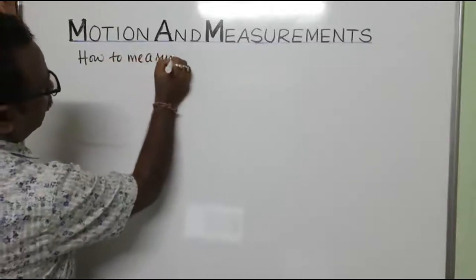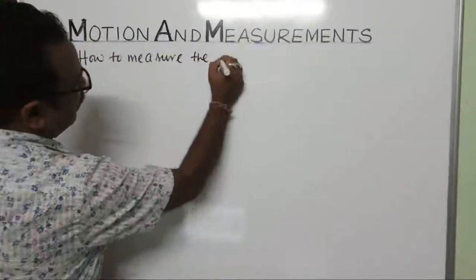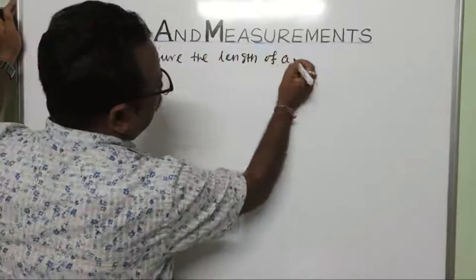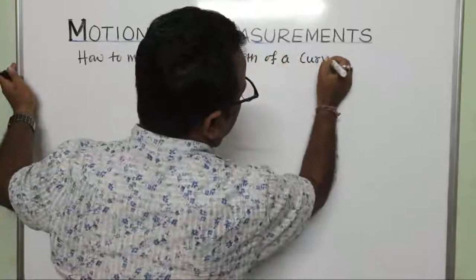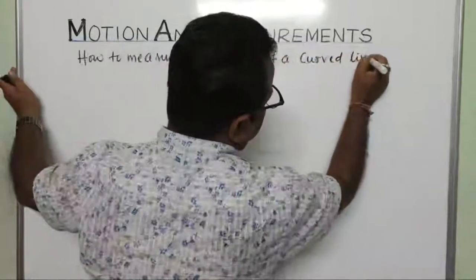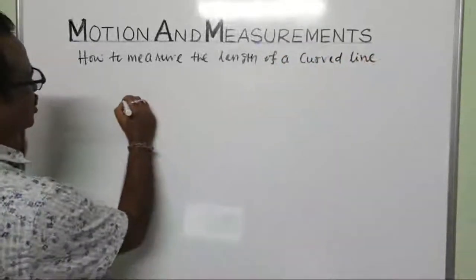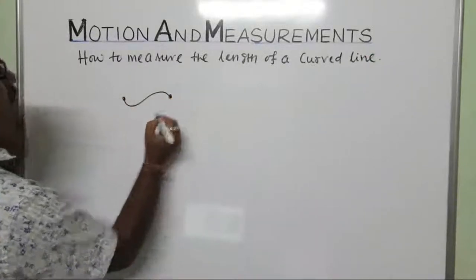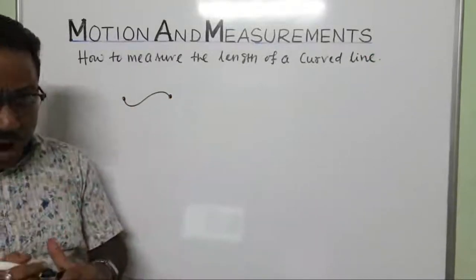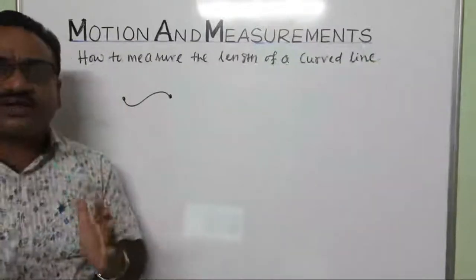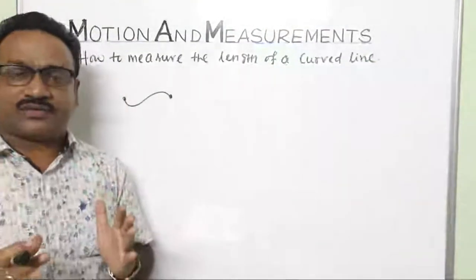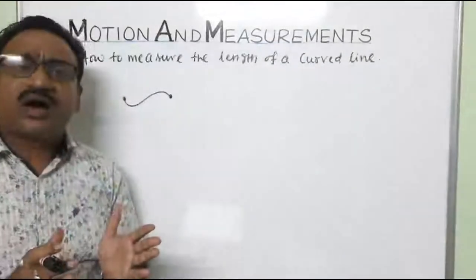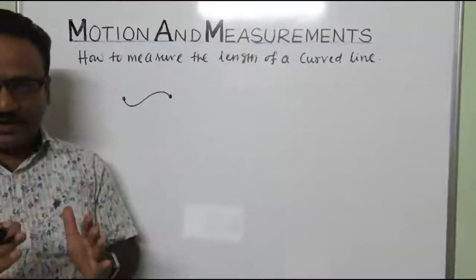How to measure the length of a curved line? Suppose this is a given line, a curved line, not straight. To measure the length of a curved line, we have to use either a thread or a divider. So how?